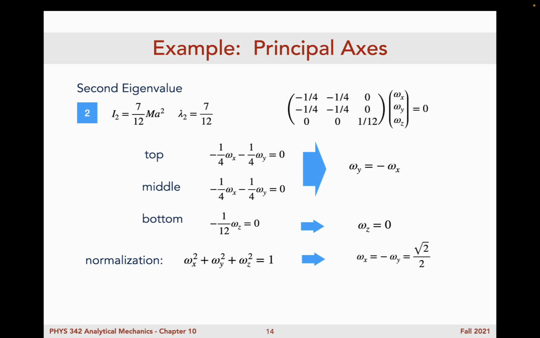Okay, so here's our normalization equation. We know that omega z is 0, so that goes away. If omega x is negative omega y, this is the same as omega x squared plus omega x squared equals 1. So in other words, 2 omega x squared equals 1. In other words, omega x is the square root of 2 over 2, and omega y is just negative that.